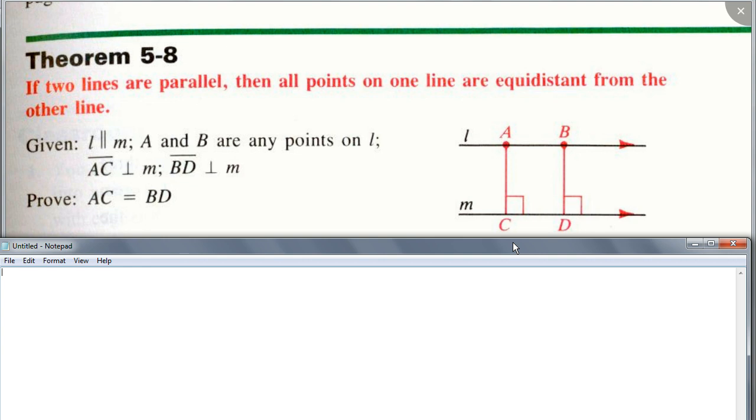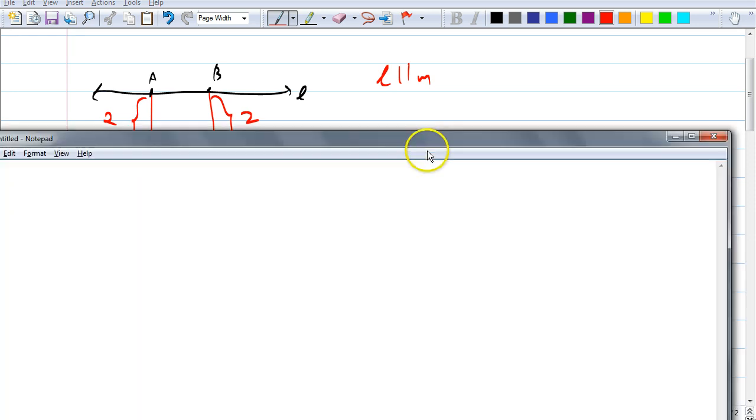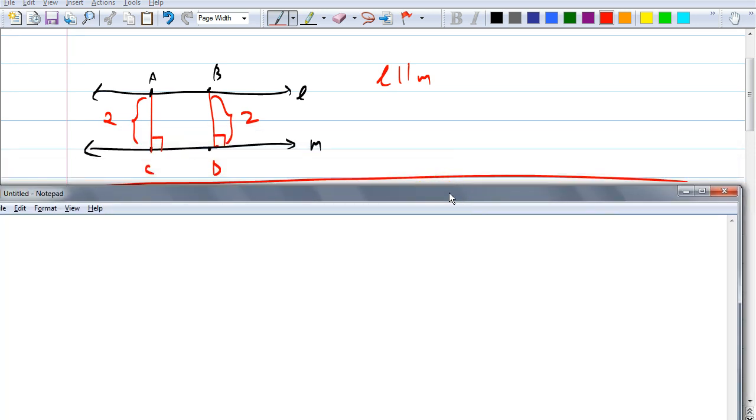Before I showed you this, Austin? This is the first picture I showed you. I'm not talking about the second picture right now. I'm talking about this picture. That's why we're talking about the distance from a point to a line.